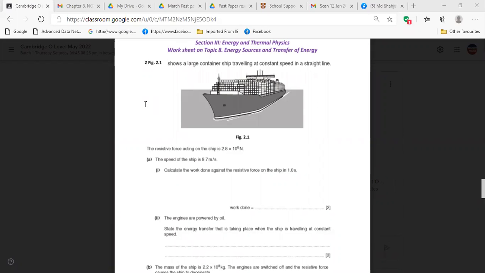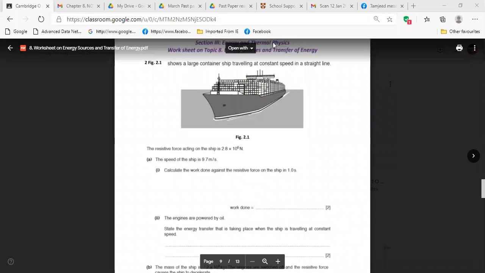Figure 2.1 shows a large container ship traveling at consistent speed. Speed of the ship is 9.7 meter per second. Calculate the work done against the resistive force on the ship in 1 second.